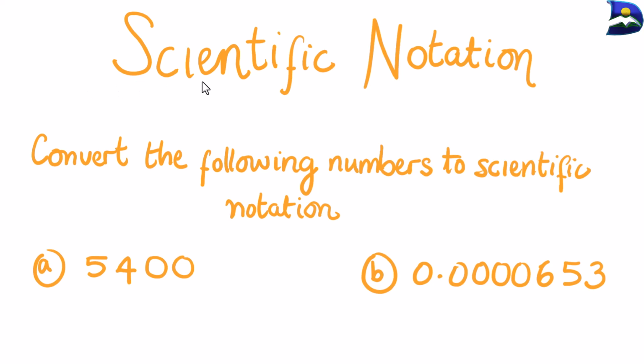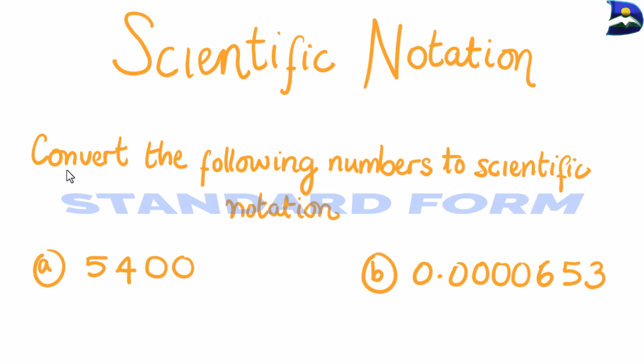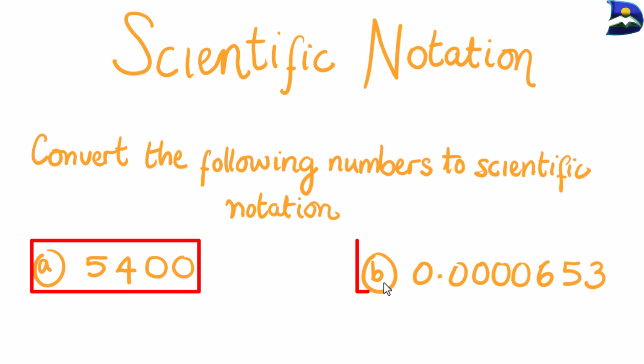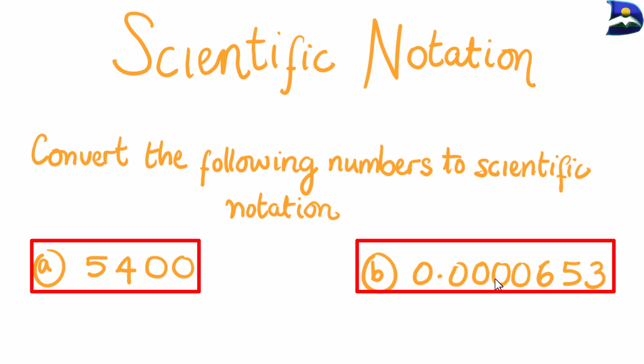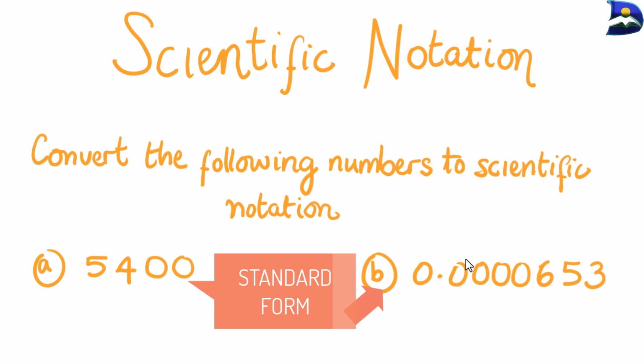In this video, we're going to be addressing scientific notation, and first is given the following question: convert the following numbers to scientific notation, where for A you have the given number 5,400 and the other number is 0.0000653. How we're going to express these numbers that are given in standard notation to scientific notation.